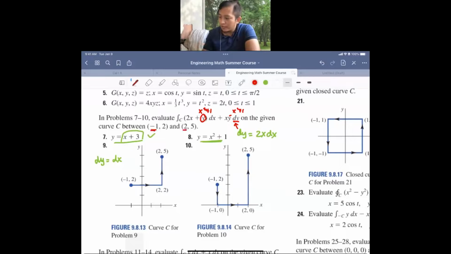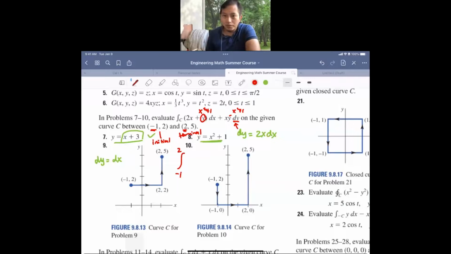Okay. So we have the curve. This is the initial point. Remember, this is the initial point. This is the terminal, right? So according to your integration, whether it's dx or dy, we can just choose from this terminal point. If it is x, like number 7 and 8, right? Using dx, so we could integrate from negative 1 to 2. Okay. I hope you can have an idea from here.